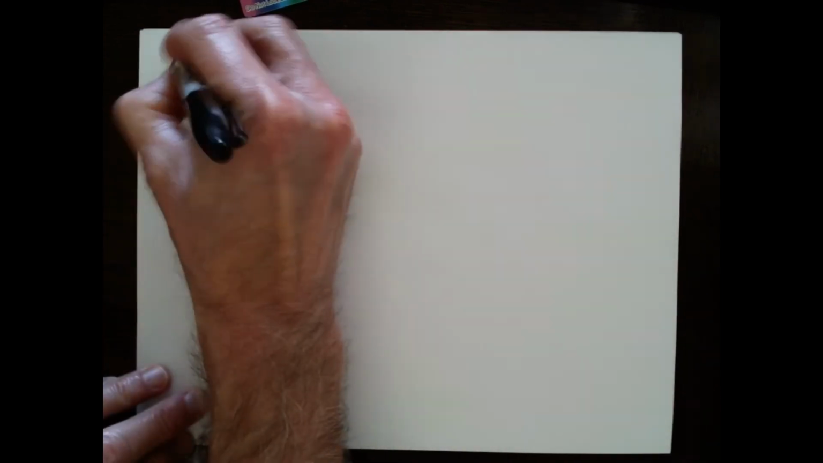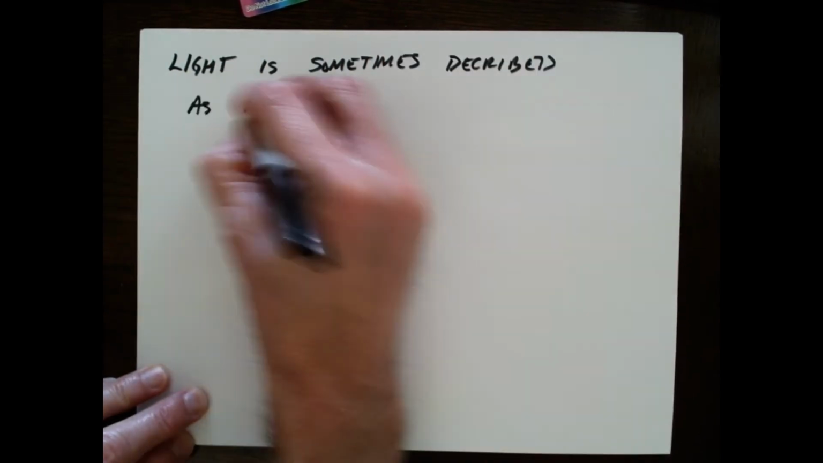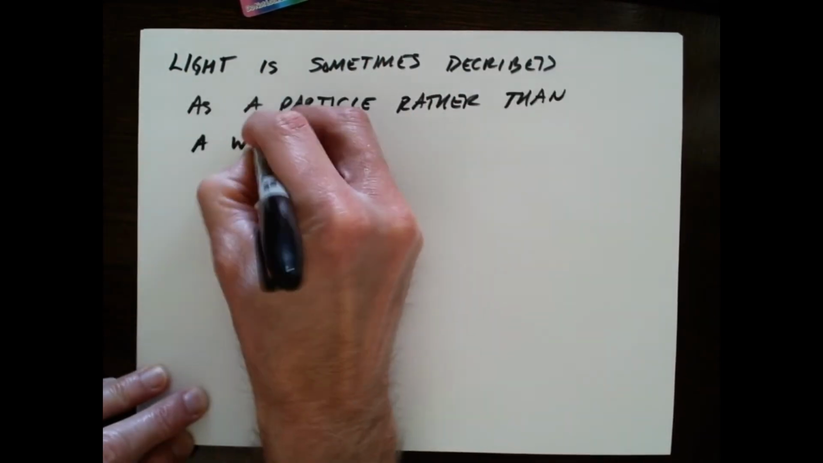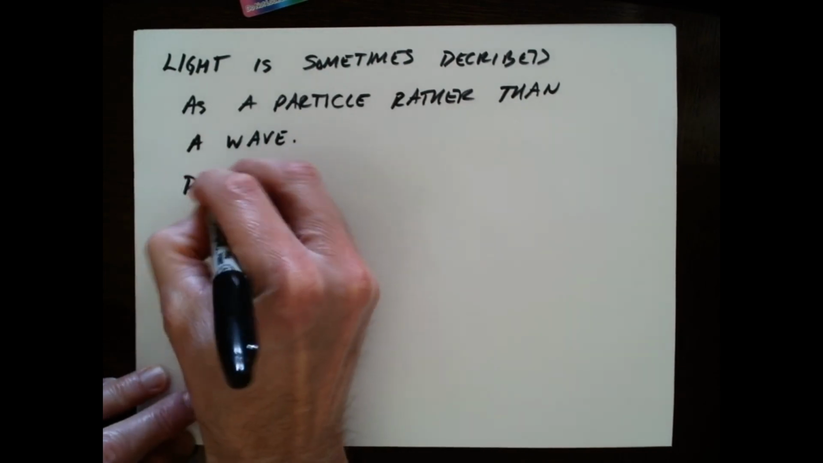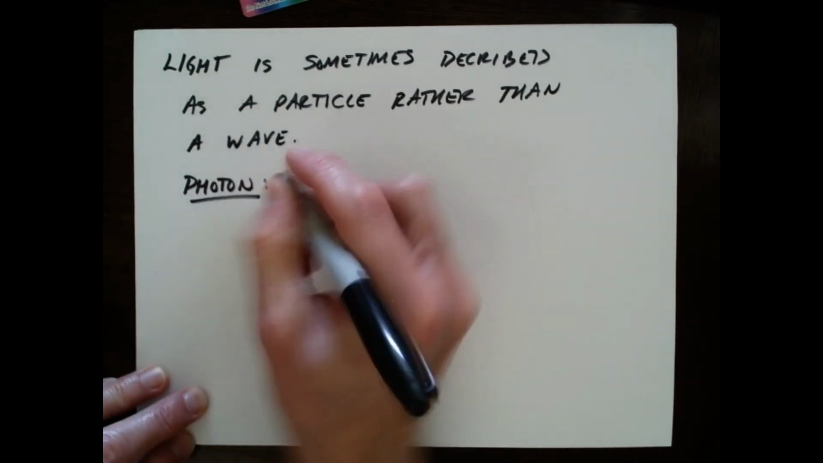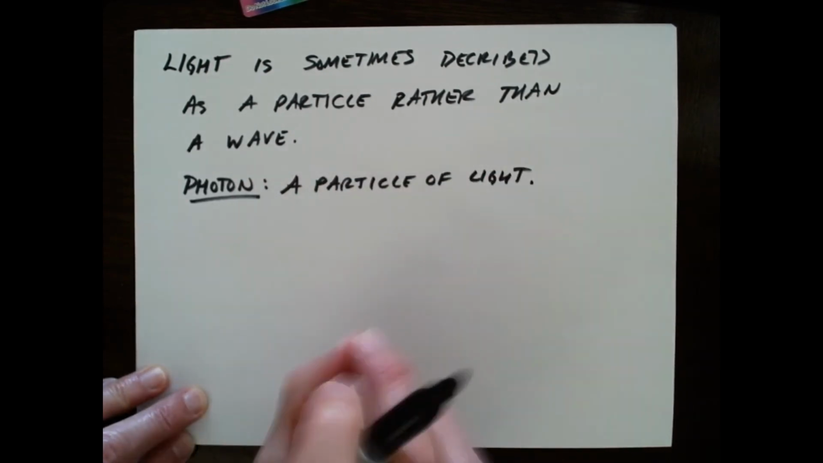One more thing I want to cover. Light is sometimes described as a particle. When we talk about light being a particle, we call it a photon. That's a particle of light. So you can think of it as a little tiny hard BB.